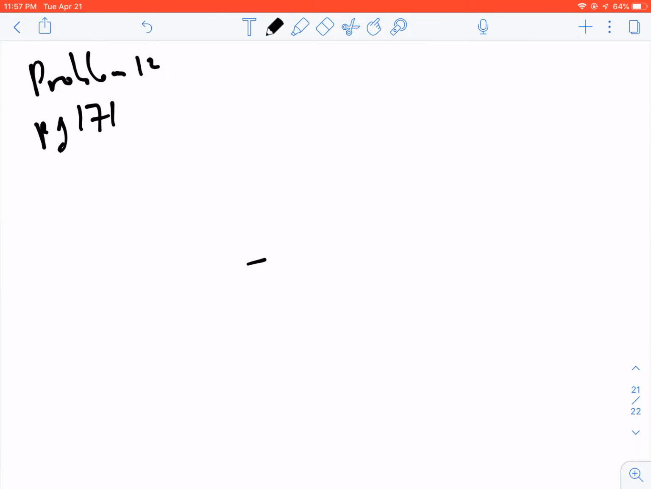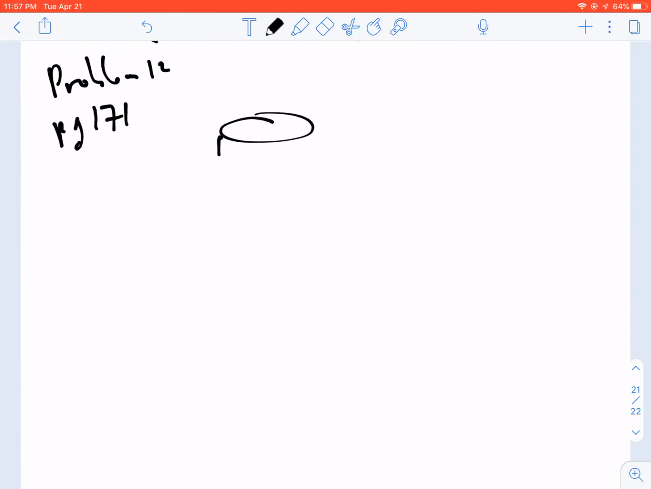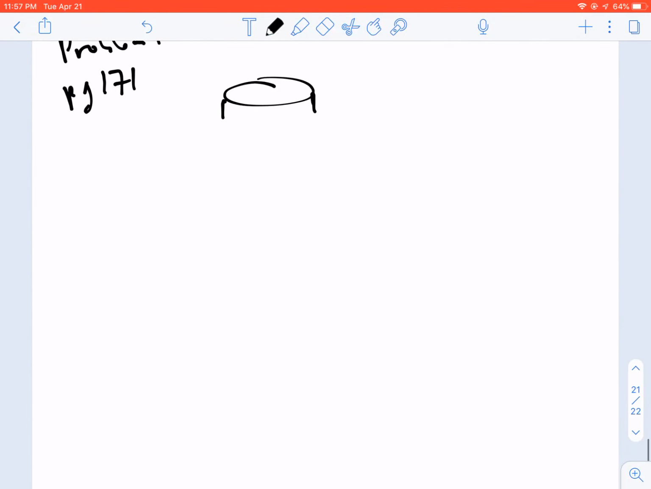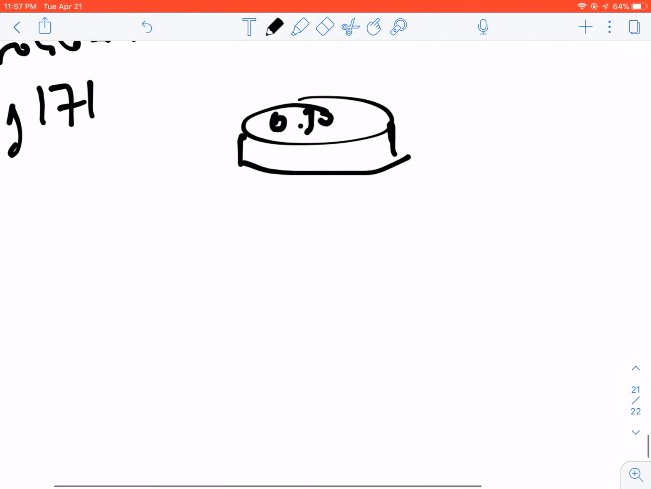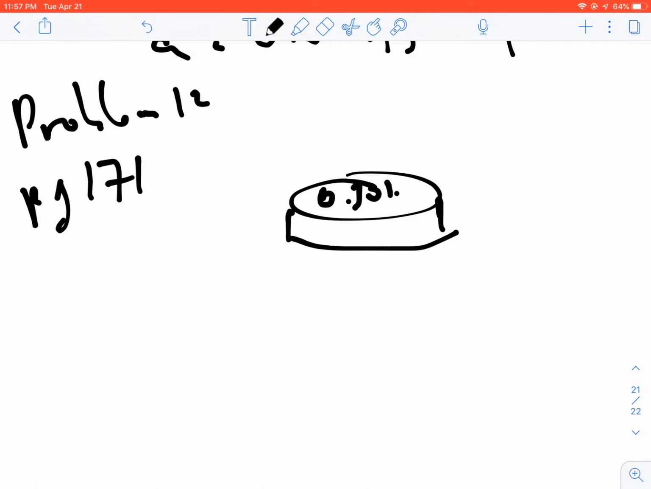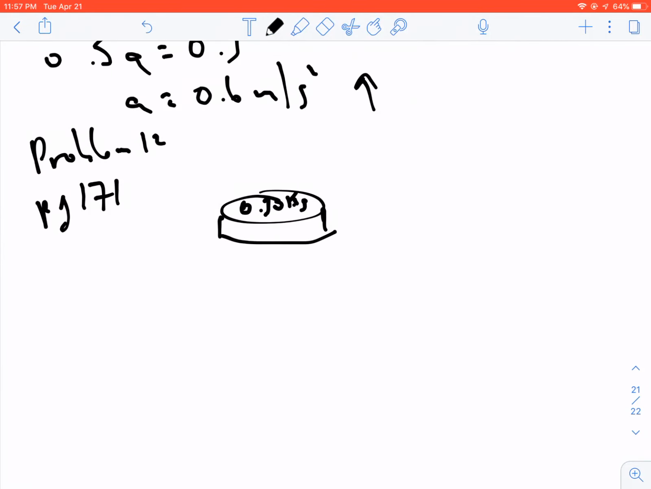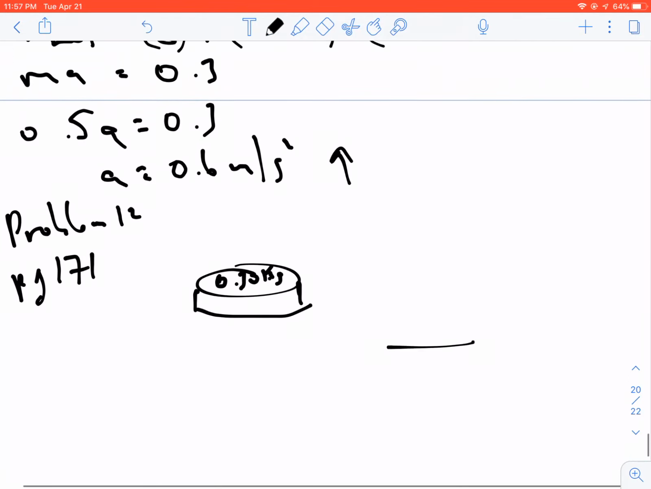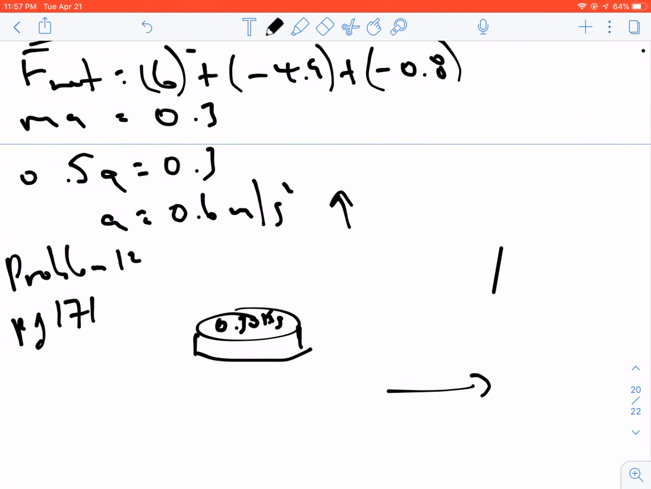Okay, so here's my hockey puck, and it has a mass of 0.30 kilograms. I know that it's moving in a certain direction. Let's say that it's going this way at 6.0 meters per second.